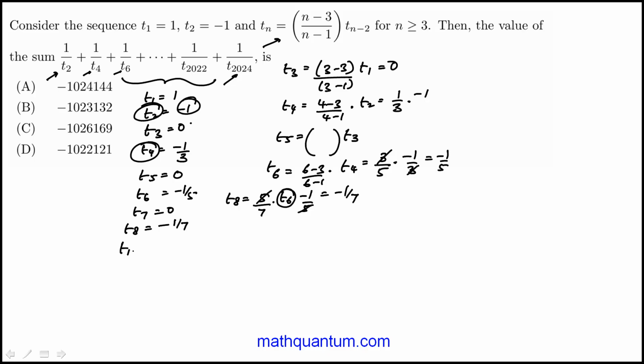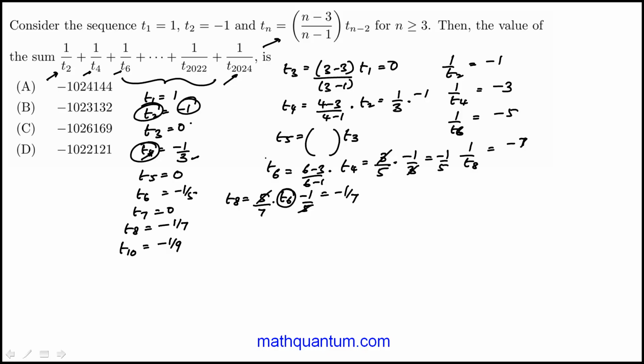That means T10 will be minus 1/9. So it's just whatever the position is, it's one less here. So if I were to rewrite, because I'm interested in the reciprocal, 1 over T2 is minus 1. 1 over T4 is minus 3. 1 over T6, I should say, is minus 5. 1 over T8 is minus 7.